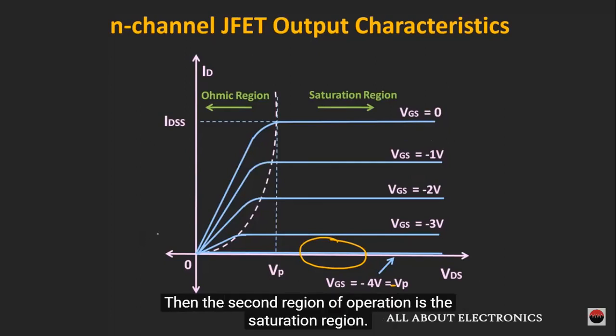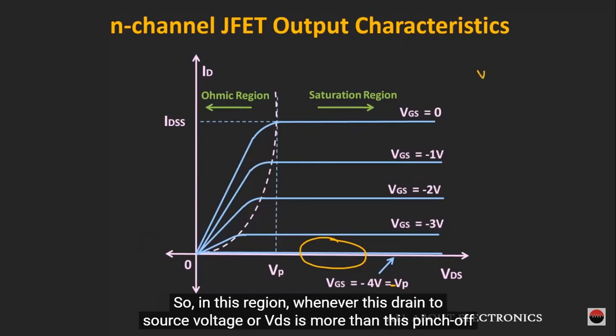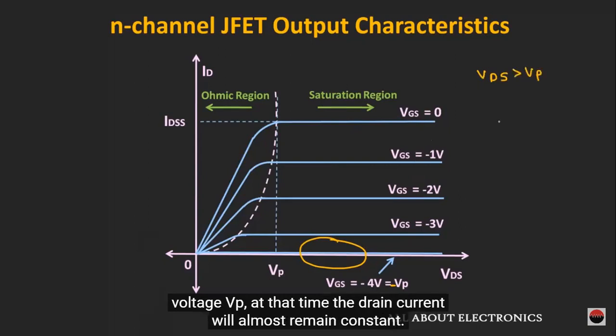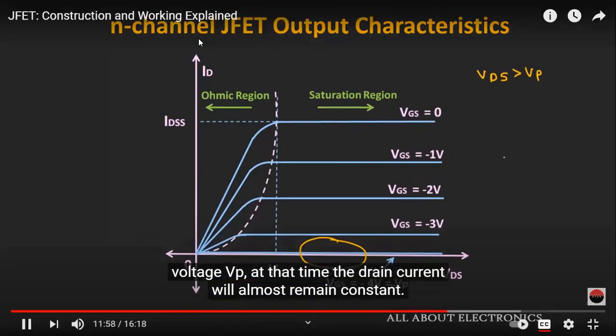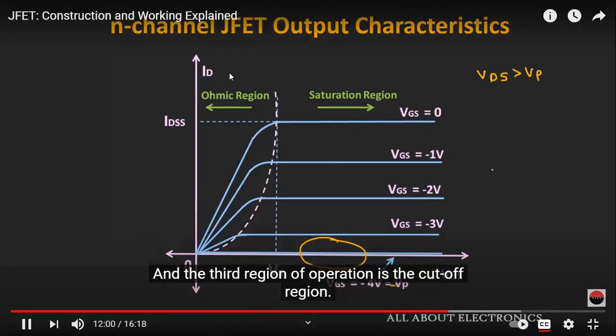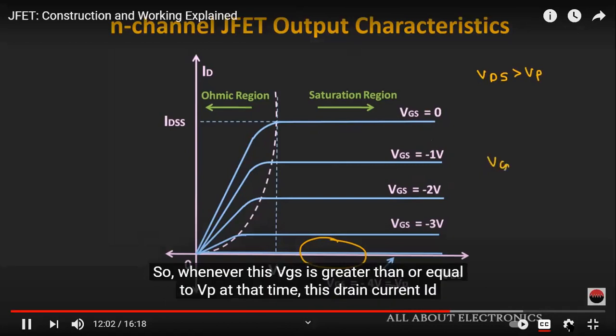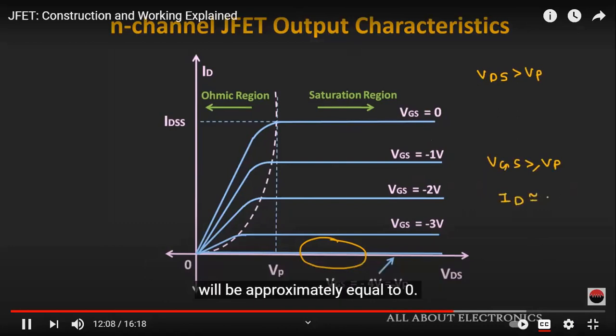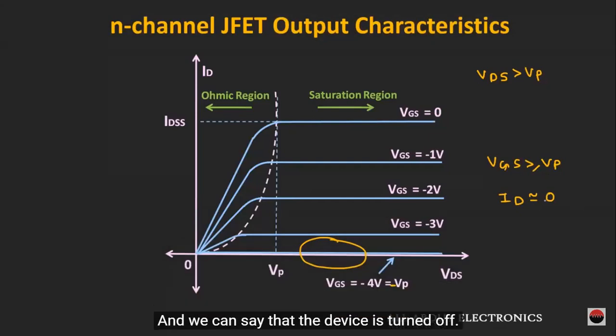Then the second region of operation is the saturation region. In this region, whenever the drain to source voltage VDS is more than the pinch-off voltage Vp, at that time the drain current will almost remain constant. And the third region of operation is the cutoff region. Whenever VGS is less than or equal to -Vp, at that time the drain current ID will be approximately equal to 0, and we can say that the device is turned off.